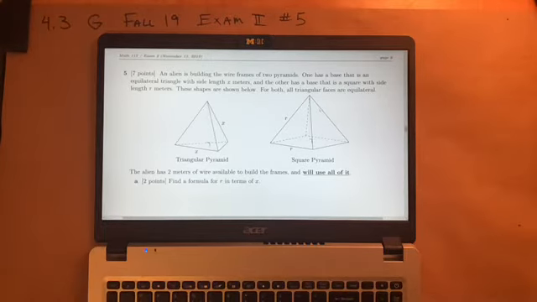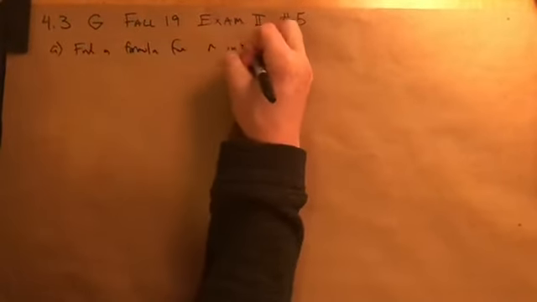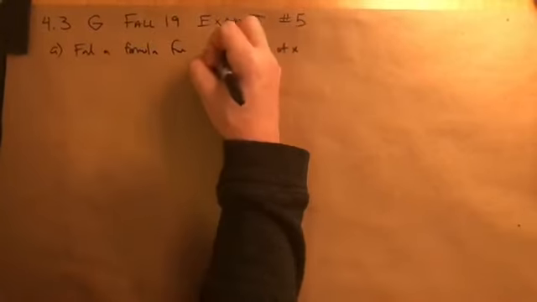For both, all triangular faces are equilateral. The alien has 2 meters of wire available to build the frames, and we'll use all of it. Find a formula for r in terms of x. This is always a constraint problem. And so we have part A, find a formula for r in terms of x.